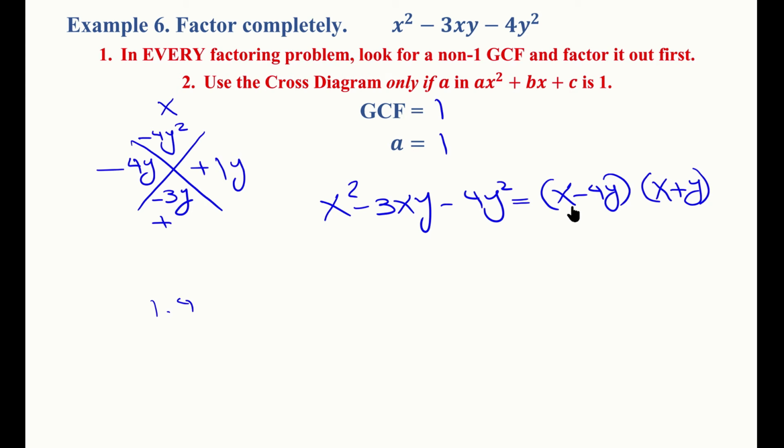We do the quick check. First times first is first. Last times last, pay attention to the signs, is last. Negative 4y times positive y is indeed negative 4y squared. Inner product is negative 4xy. Outer product is positive xy. They add up to negative 3xy, which is the middle term, and that's what we wanted. Always do the 3-step check, otherwise you'll get yourself in trouble.